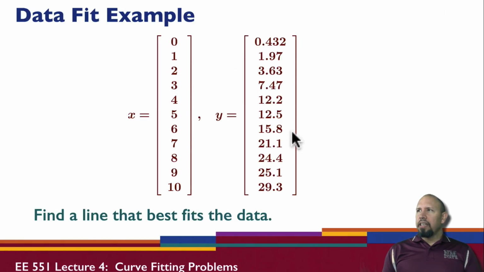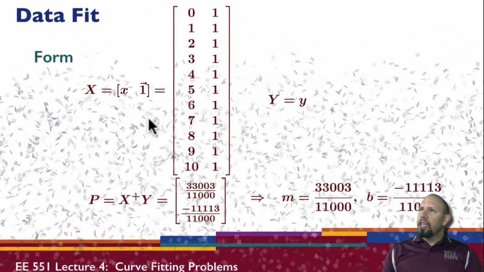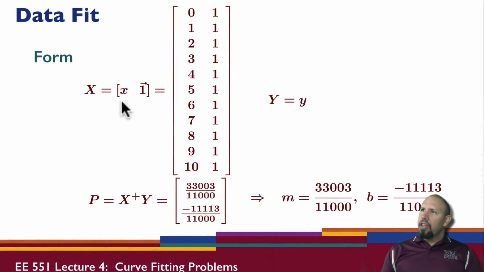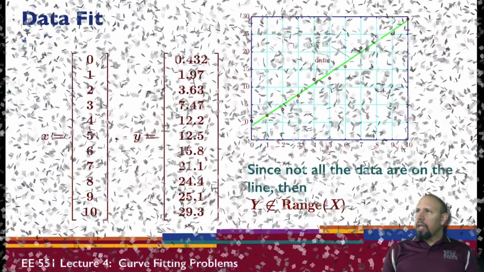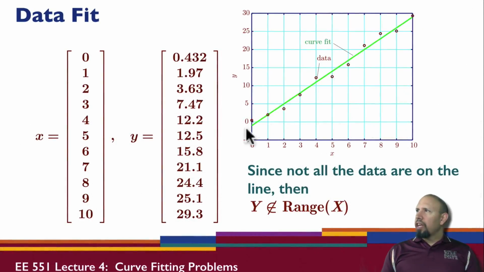We talked about curve fitting. Suppose we have some data like this, and we want to find a line that best fits this data. How would we work with this? We saw that if we define the matrix X to be the values of x and then all ones, and let Y be the values of y, then P, which is the pseudo-inverse of X times Y, comes out to be this, where the first element is m and the second element is b. So we have the slope and the intercept for this data. If we plot this, we can see how the curve fits.